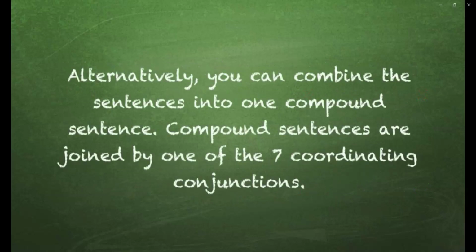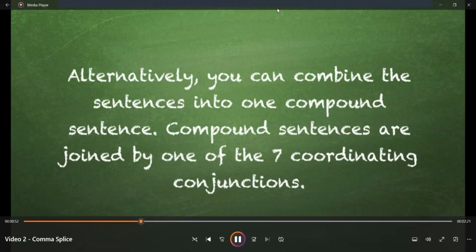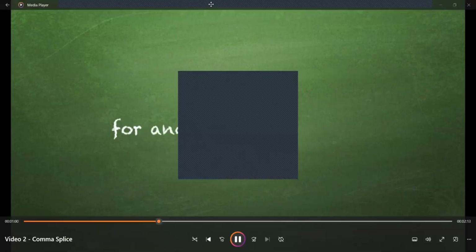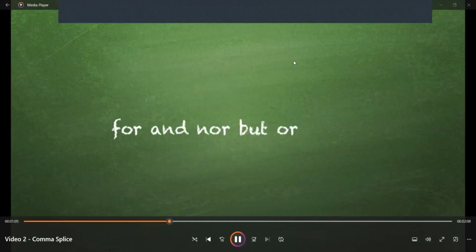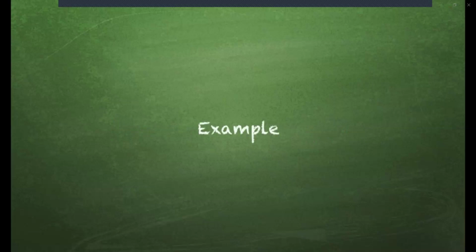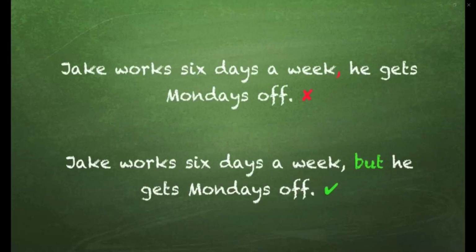Alternatively, you can combine the sentences into one compound sentence. Compound sentences are joined by one of the 7 coordinating conjunctions: for, and, nor, but, or, yet, so. The first letter of each of them spells FANBOYS. For example, Jake works 6 days a week, but he gets Mondays off.